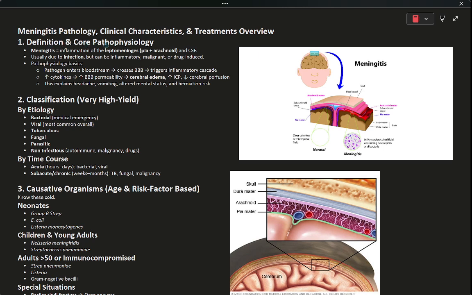Definition and core pathophysiology of meningitis. Basically, meningitis involves the inflammation of the leptomeninges and the cerebrospinal fluid adjacent to it. The leptomeninges consist of the pia and the arachnoid mater of the brain, which comprise one of the outer parts of the brain, as shown over here.